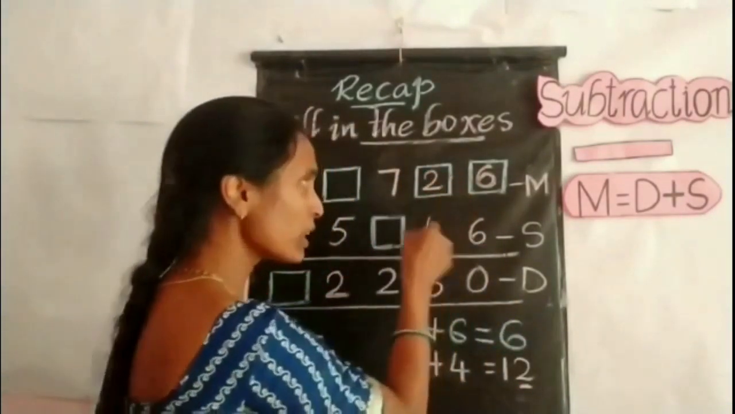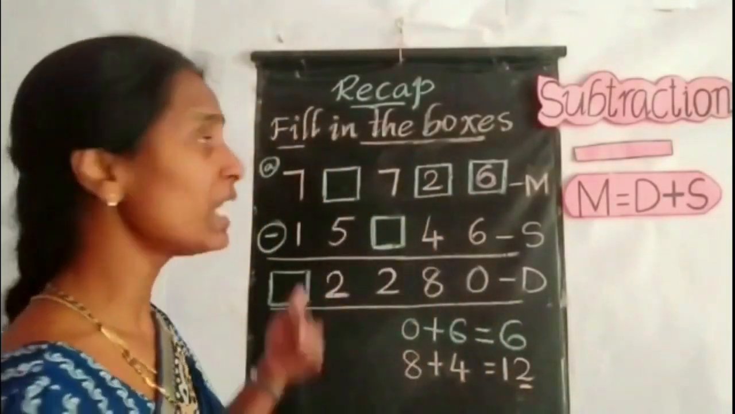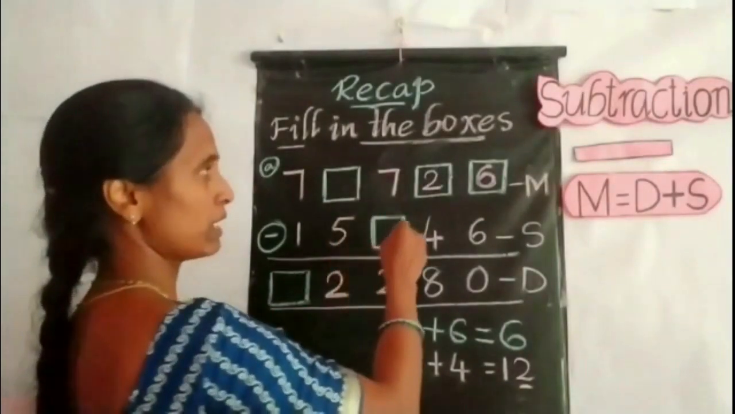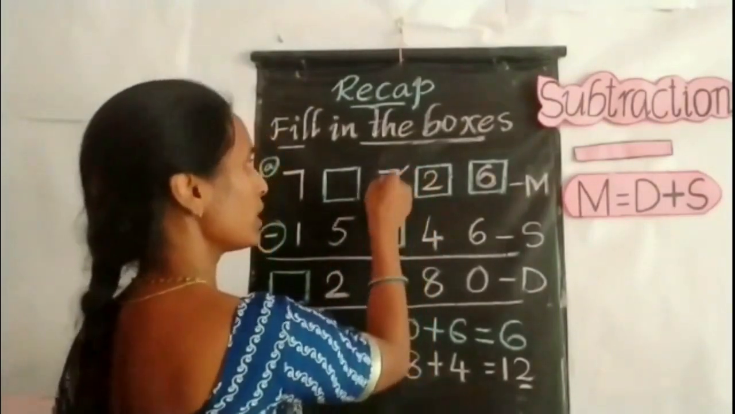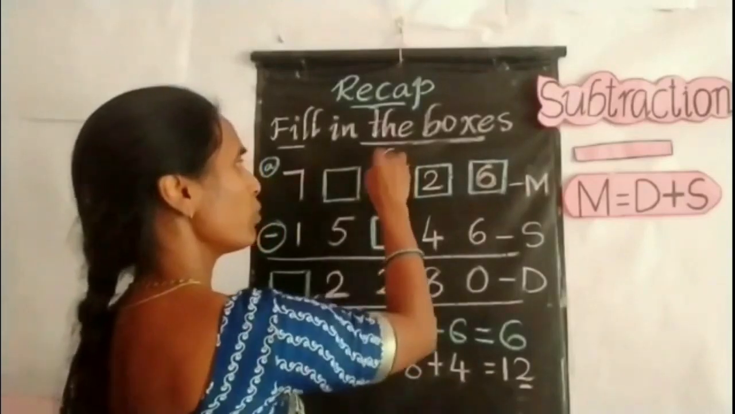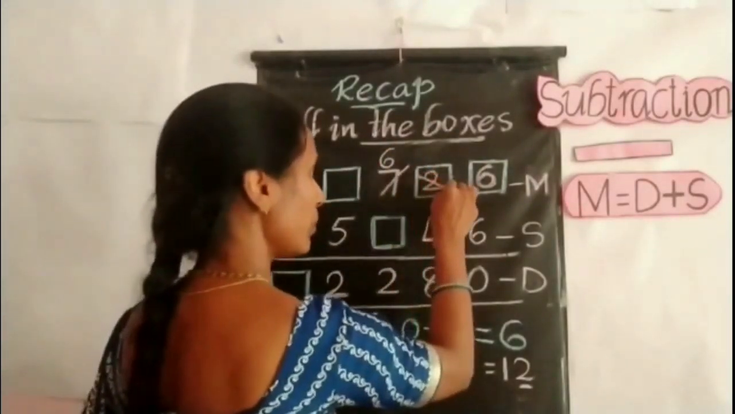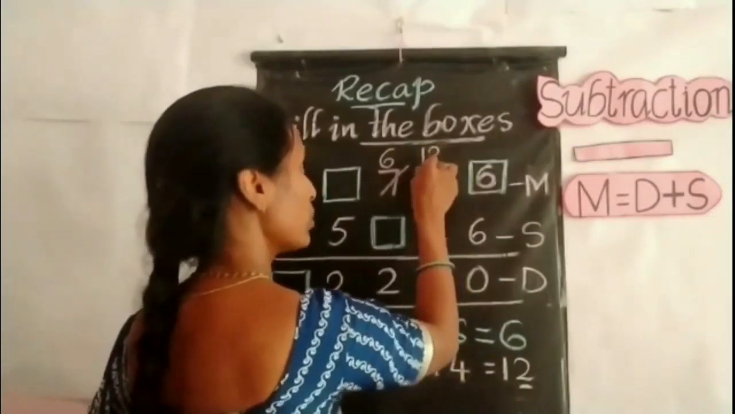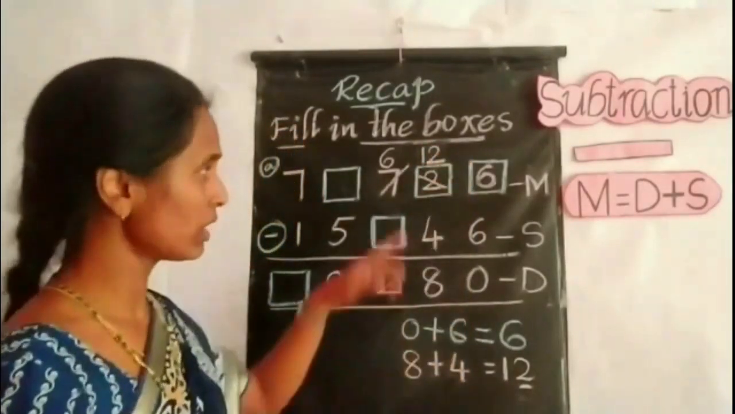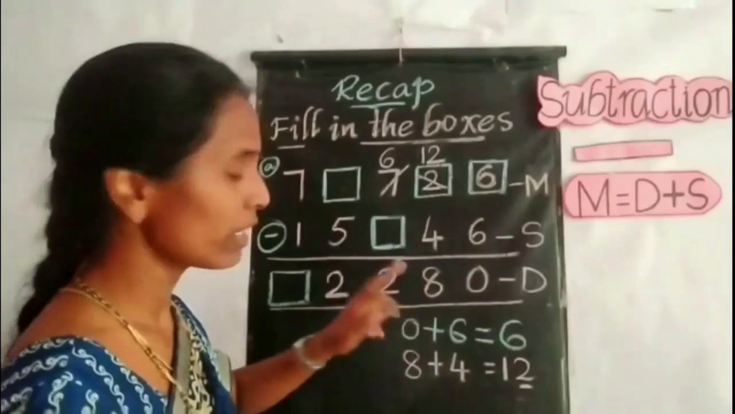2 minus 4 is not possible. It means I will borrow from the hundreds place. Then the hundreds place 7 will become 6, because it gives 100 as a borrow to tens. So here 2 will become 12. Now, is it correct or not? See, 12 minus 4, 8.